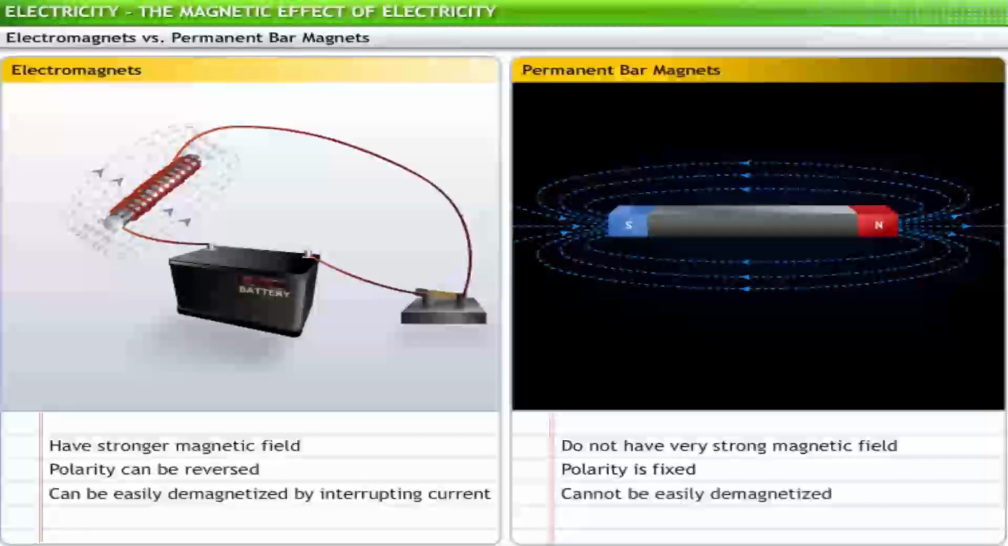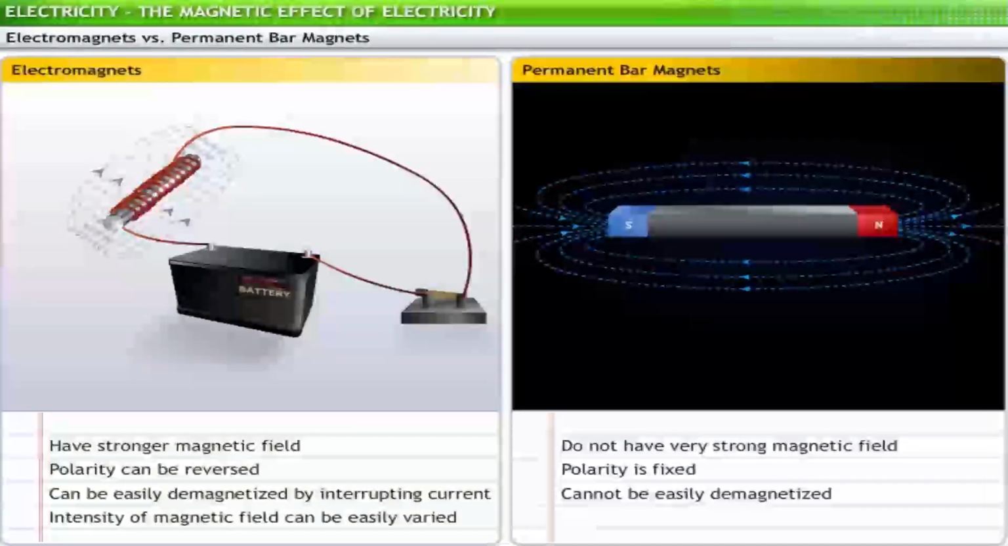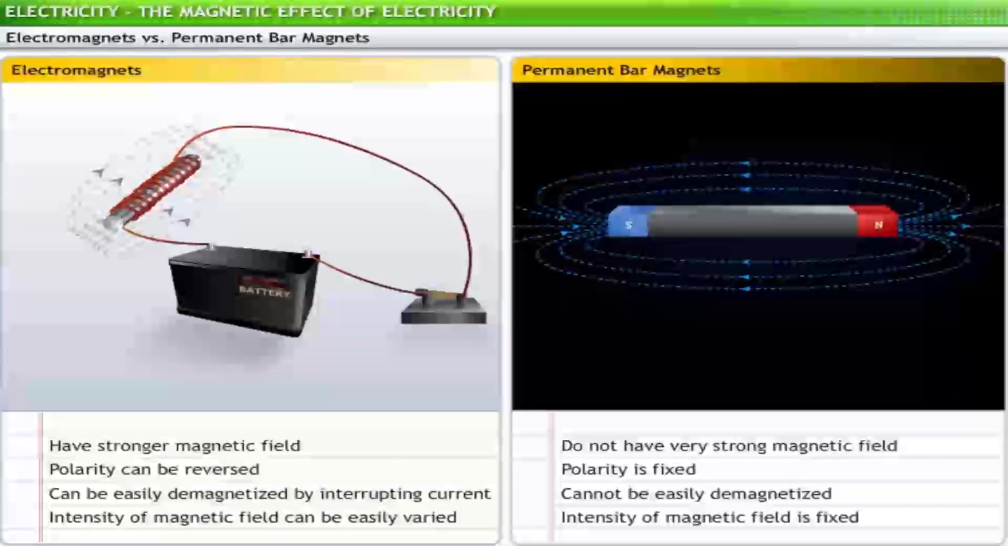However, it is difficult to demagnetize permanent magnets. In electromagnets, the intensity of the magnetic field can be easily varied. However, magnetic fields of permanent magnets are of fixed intensity. You can convert an electromagnet into a permanent magnet by using a steel core.